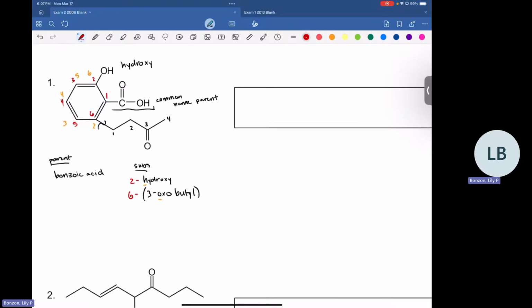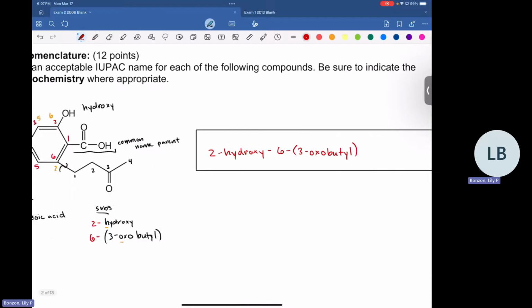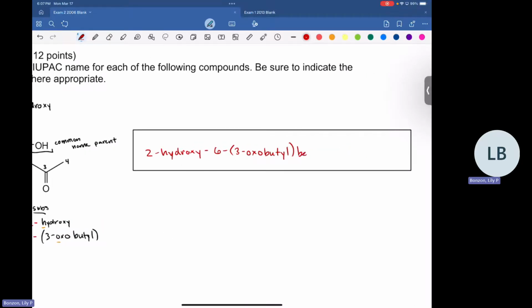We don't have any stereochemistry that we have to worry about, so we just throw this all together. We have 2-hydroxy, then we have 6, parentheses, 3-oxobutyl. And then our parent name was benzoic acid.